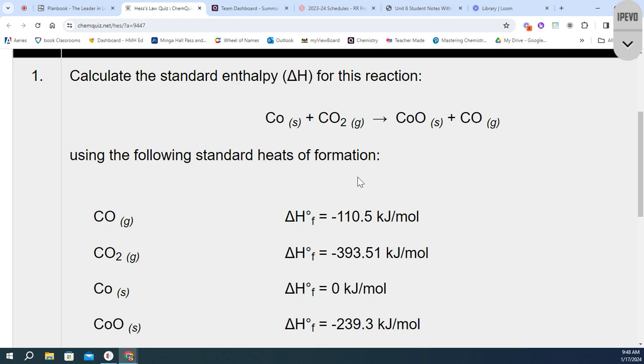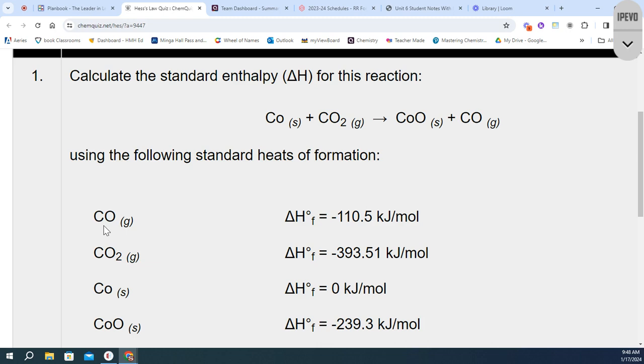Now, if you look down here at the bottom where it says using the standard heat of formation, notice the first one, that is CO, carbon monoxide. To take carbon and oxygen and form it, you have to release 110.5 kilojoules per mole of energy. Carbon has a certain amount of energy, oxygen has a certain amount of energy, and when you put them together, they actually have lower energy than before, and so they release that energy. So this process is exothermic, right?